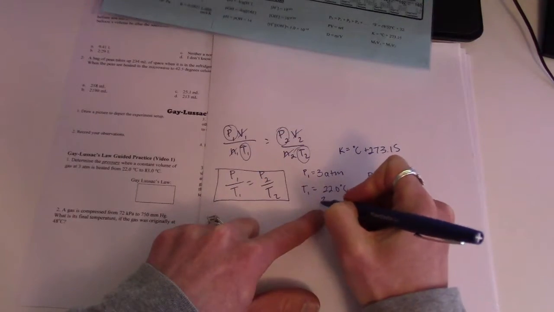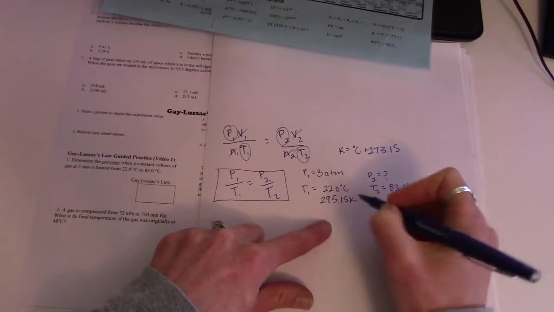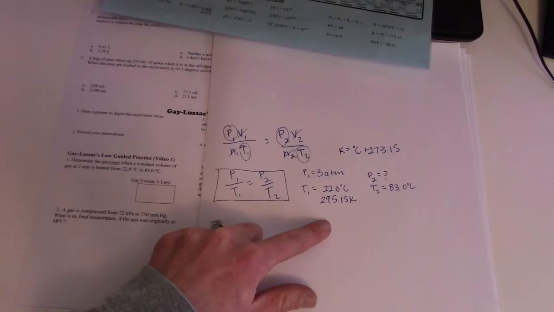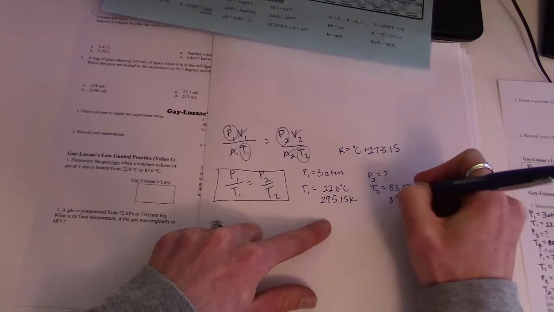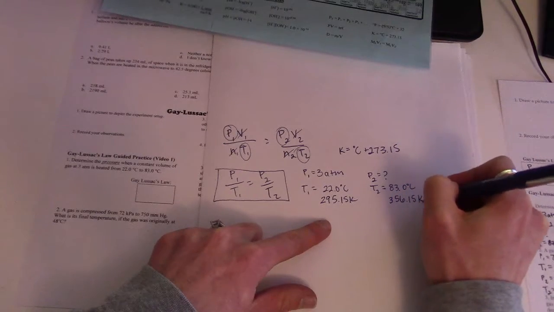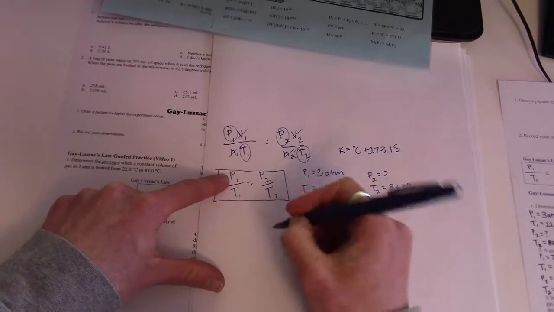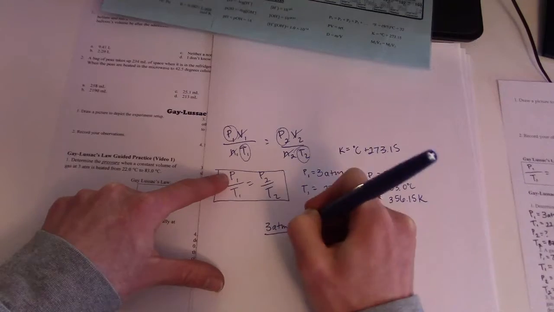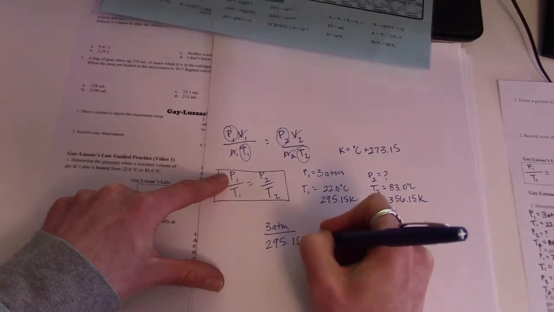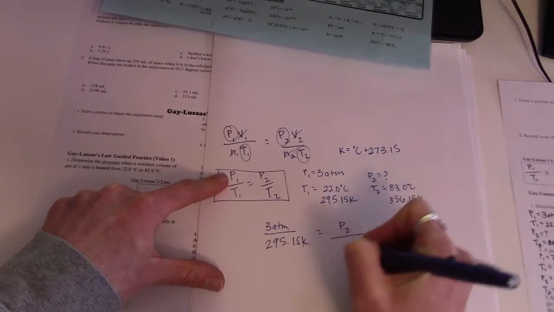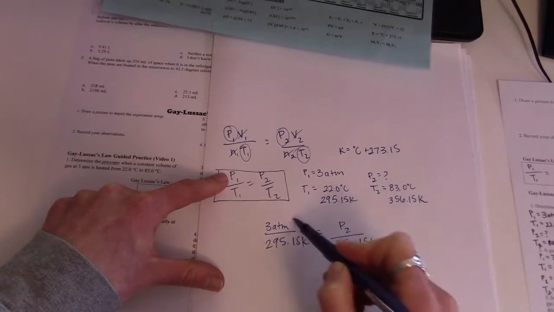So this one is going to be 295.15 Kelvin when I add that to it. And this one is going to be, check my calculations from before, 356.15 Kelvin. Okay, now we can go ahead and plug in our numbers. So P1 is 3 atmospheres over T1 is 295.15 Kelvin. And then I don't know what P2 is, but I know that T2 is 356.15 Kelvin. I'm going to solve this using cross products.